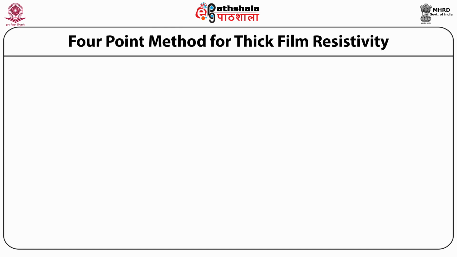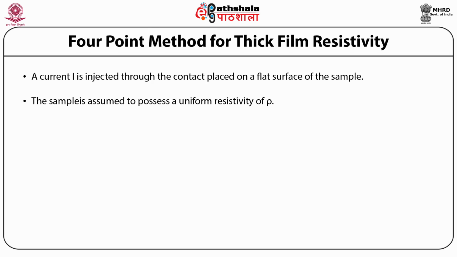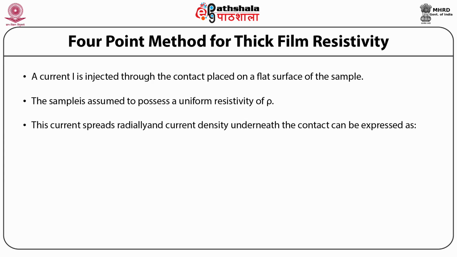Now next is the four-point method for thick film resistivity. A current I is injected through the contact placed on a flat surface of the sample. The sample is assumed to possess a uniform resistivity of ρ. This current spreads radially, and the current density underneath the contact can be expressed as J vector equals I divided by 2πr squared times the r unit vector.